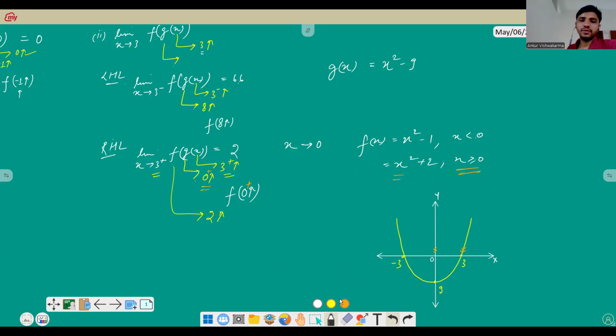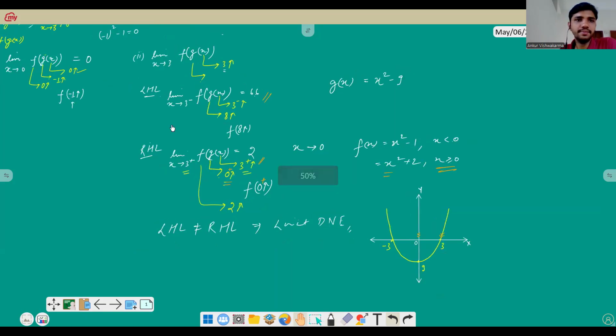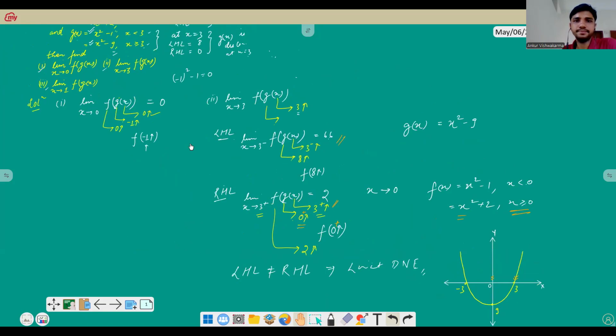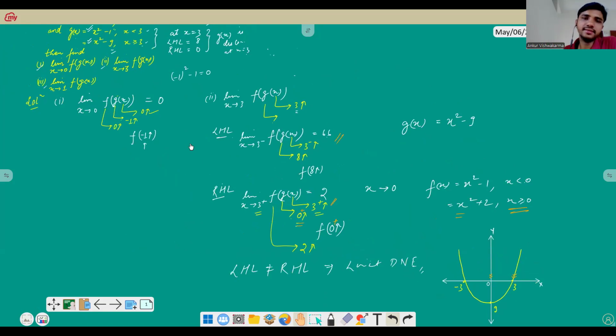So clearly, when we calculated LHL, we got 6, and when we calculated RHL, we got 2. So clearly, LHL is not equal to RHL. Limit does not exist. This is our answer for the second part: limit x tending to 3 of f of g of x does not exist.